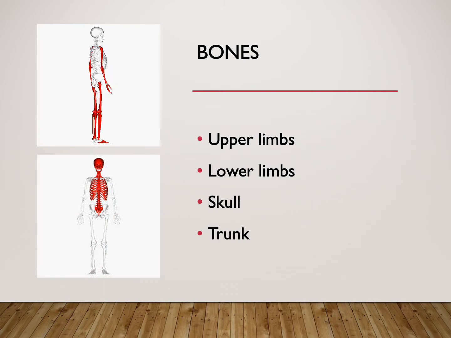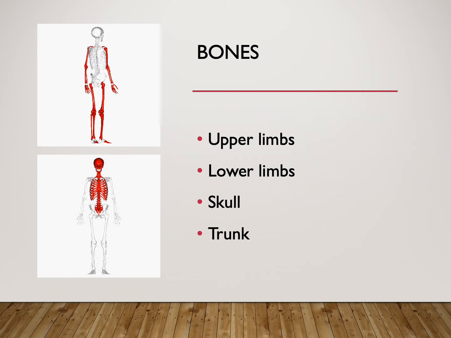Now, let us learn about the bones. You all know parts of a human body, right? They are head, neck, trunk, which includes thorax and abdomen, and hands and legs, which are in other terms called upper limbs and lower limbs. In the first picture, you see the bones of the limbs.